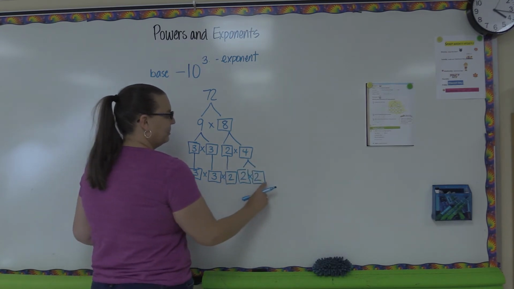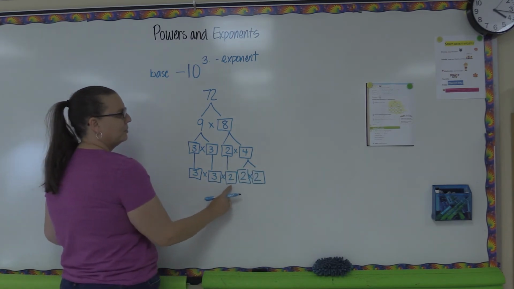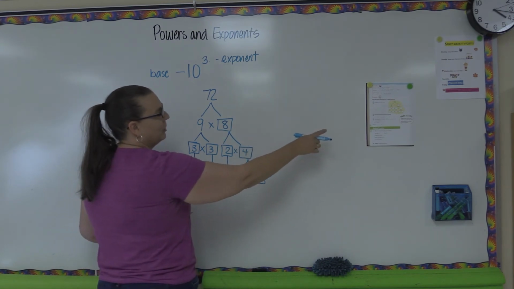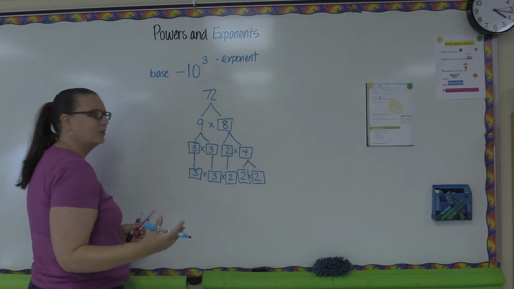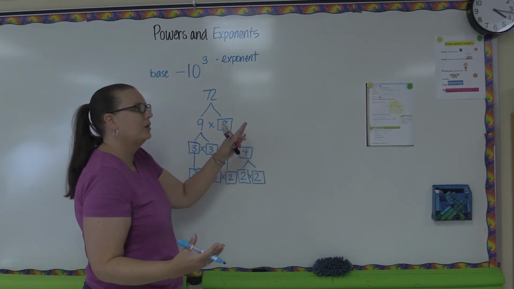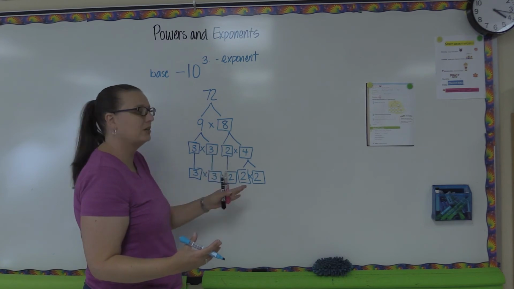Now that we're down here at the bottom and we have all of our prime numbers, we know that we're finished with the factor tree for 72. Now for part 2, it asks us to write that out. I want you guys to keep in mind that when we do express these like this, we want to do it from the smallest number to the largest number.